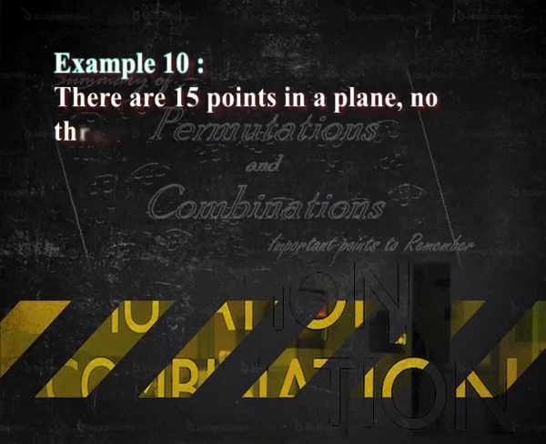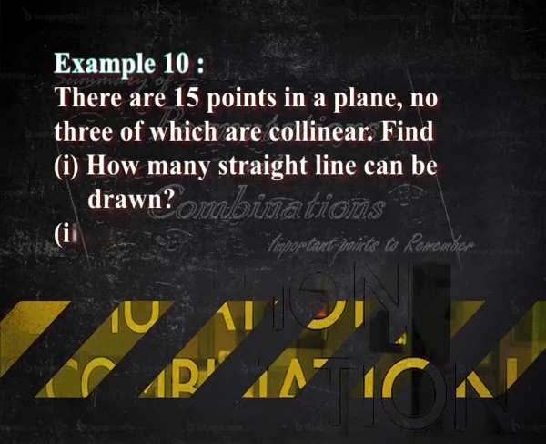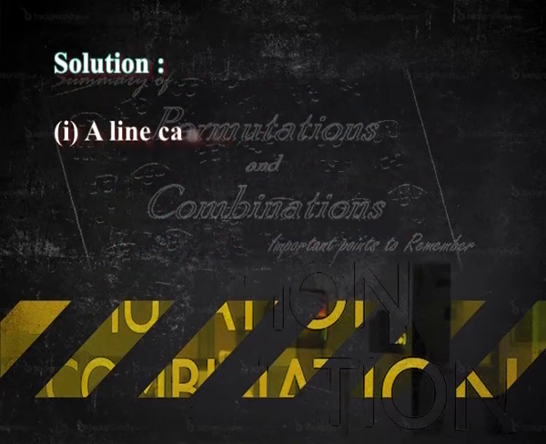Let's see example number 10. There are 15 points in a plane, no three of which are collinear. Now find how many straight lines can be drawn. Second part of the question, how many triangles can be drawn? Now let's see the solution to the first part.